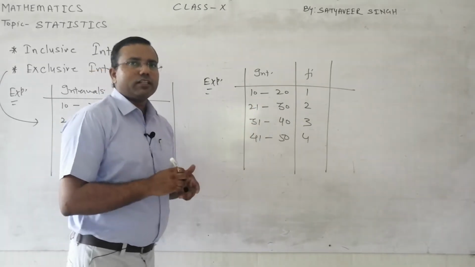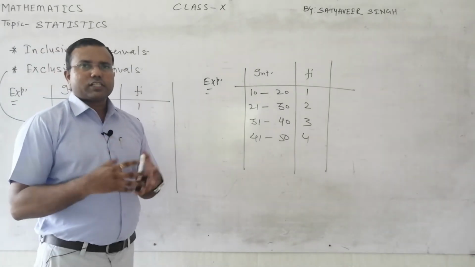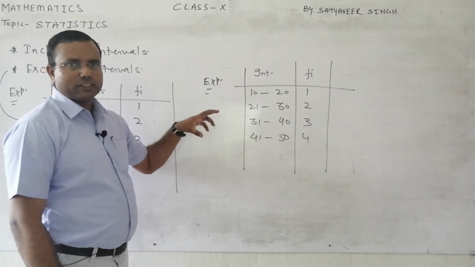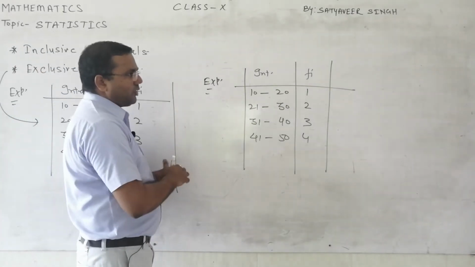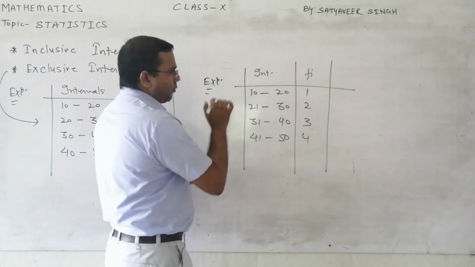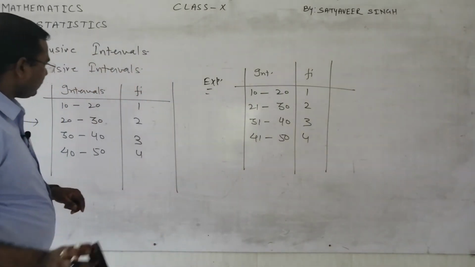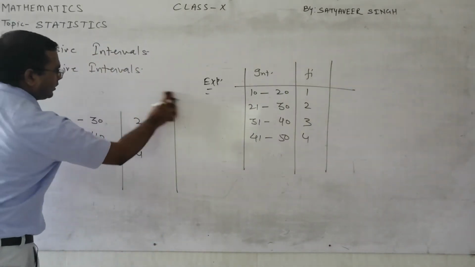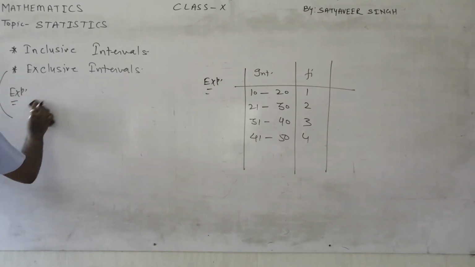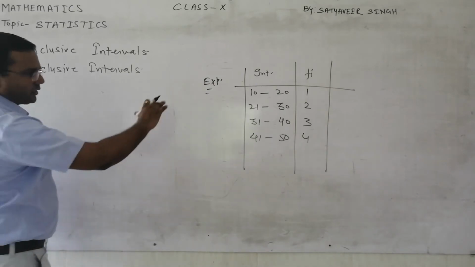So if this kind of intervals are given, we cannot find out the mean of this type of table unless we convert them into exclusive series. So we will have to convert them into exclusive. How you will convert? Let us see. The formula that you will have to use is, you will find, so I hope you understood what is the difference between these two. I am telling you how to convert an inclusive series into exclusive series.